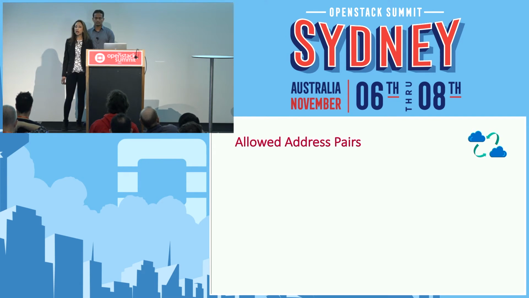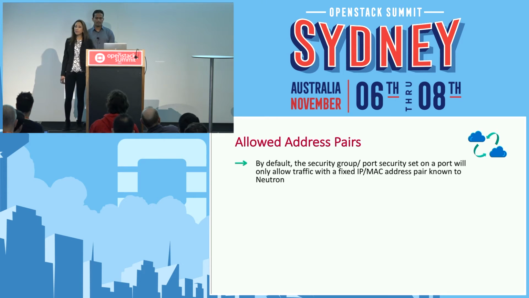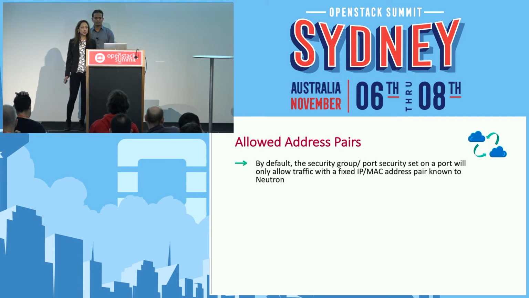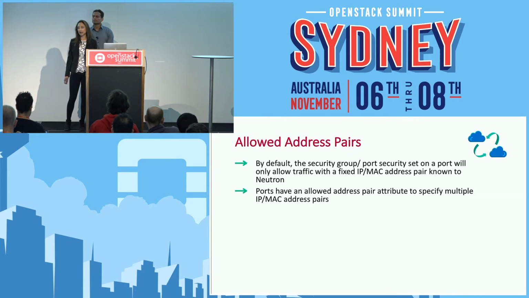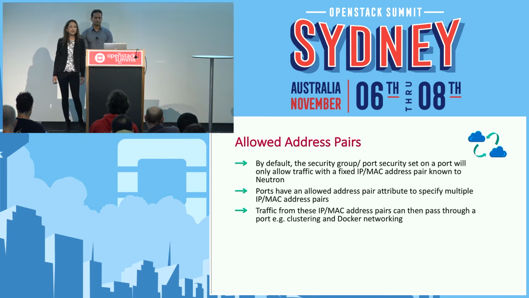Lastly, we talk about allowed address pairs. By default, you have a fixed security group and port security set on a port, which will only allow traffic from a particular IP MAC address pair that is known to Neutron. Ports have an attribute called the allowed address pair attribute, which allows you to add additional IP MAC address pairs. Traffic from these IP MAC address pairs can then pass through the port.